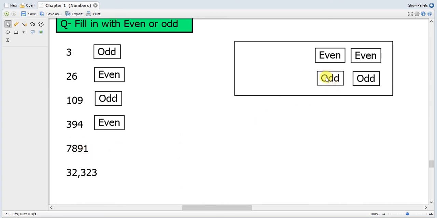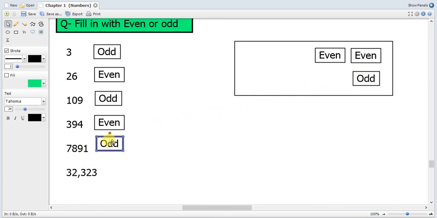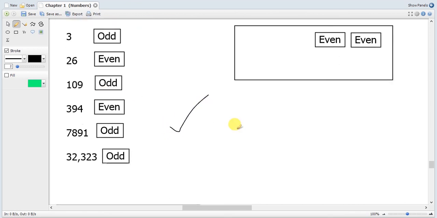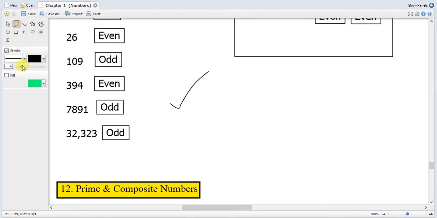So this number is odd. The last digit is 1, which falls in the category of odd numbers. So this is an odd number. And over here, this is again an odd number. So we are done. Now you're perfect in identifying even and odd numbers, right? Excellent. Okay, next.